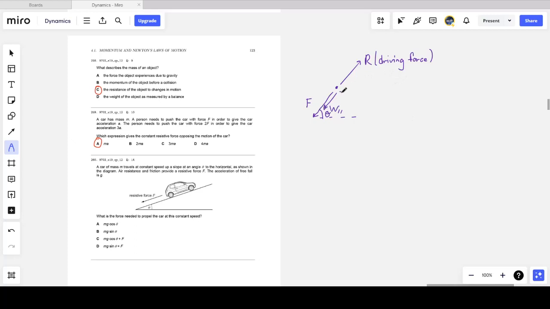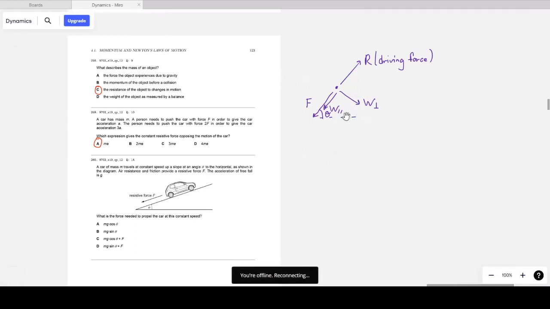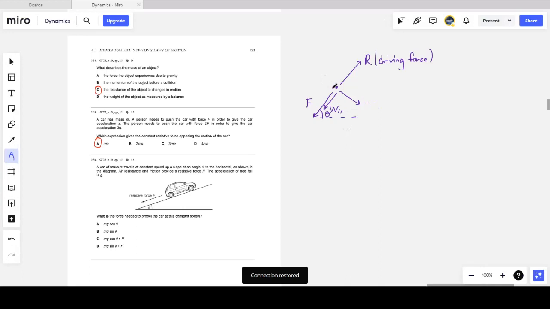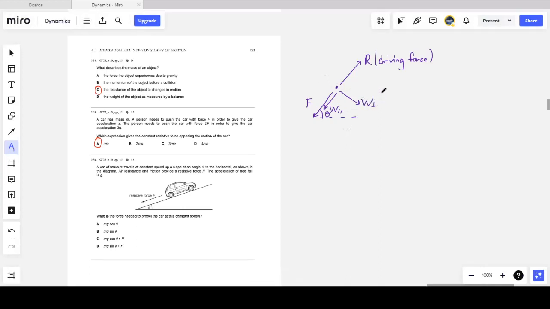And I have a component of the weight that acts perpendicular to the inclined plane. And the car is neither moving down through the plane, nor is it moving up from the plane. So the force that is perpendicular to the plane must be a balanced force. And so if the perpendicular component of the weight is that way, then there must be some normal force that way.